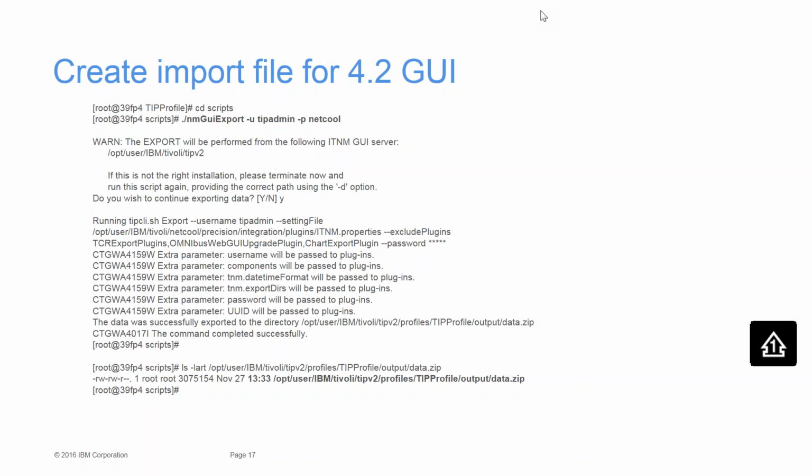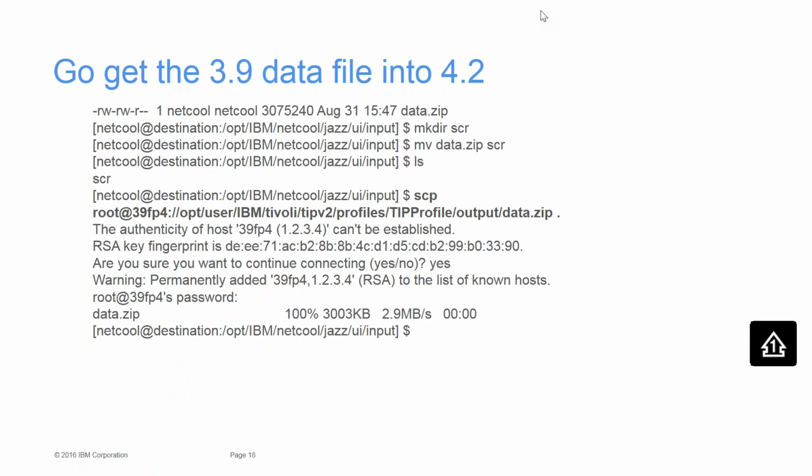My TIP is running. I need to know my TIP username and password. I grabbed the previous tar file. I have a zip file when I'm done. This will be my whole export of my 3.9 GUI function. There's my zip file. I actually had multiple files, so I just made sure I had the right name there.